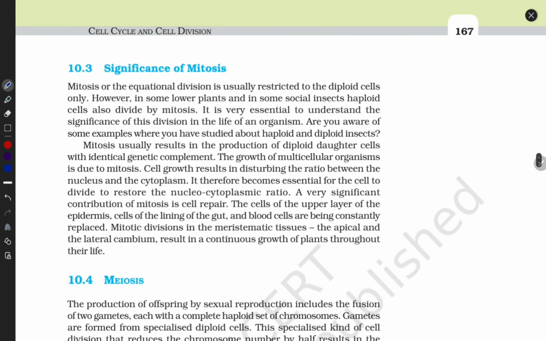Now there is some significance of mitosis. Mitosis importance and meiosis starting we will discuss in our next video.